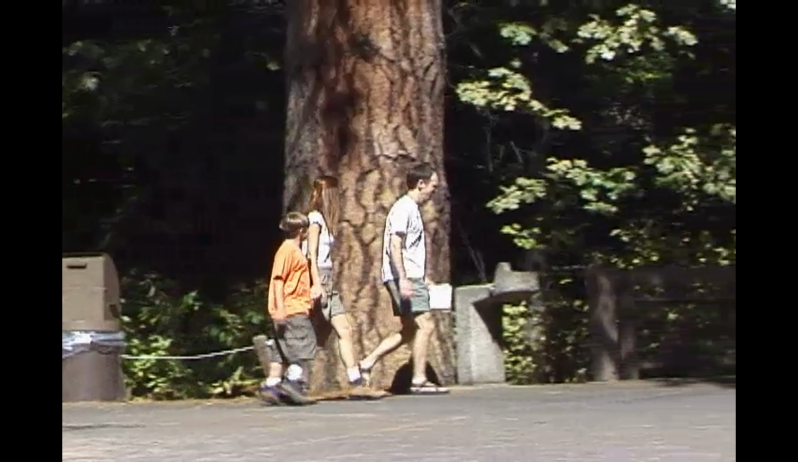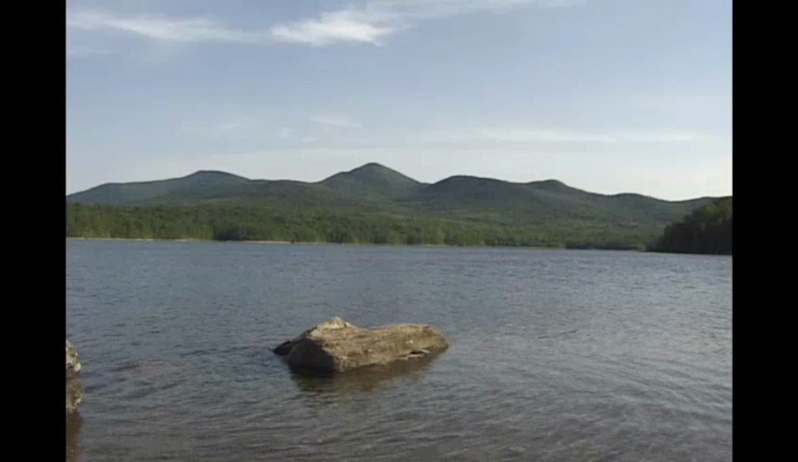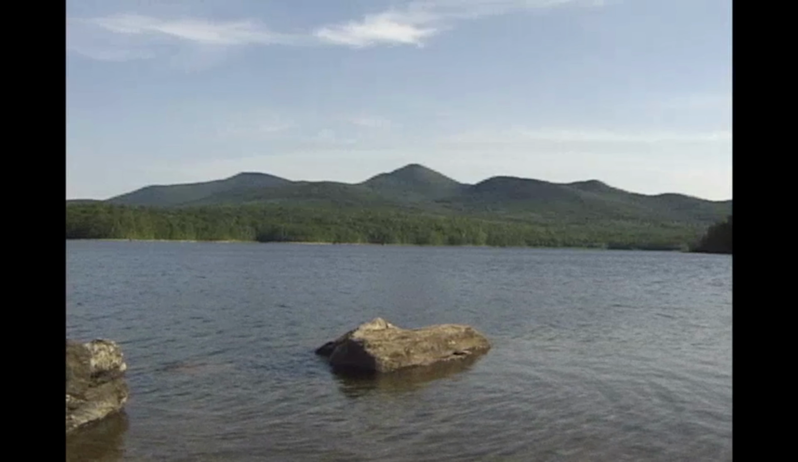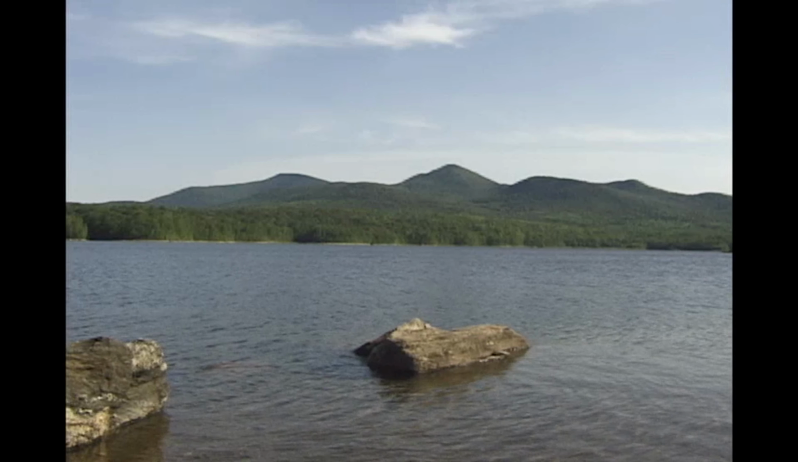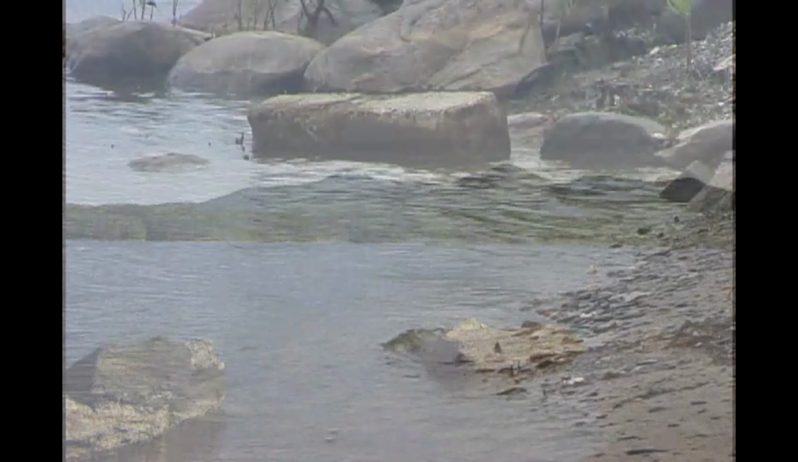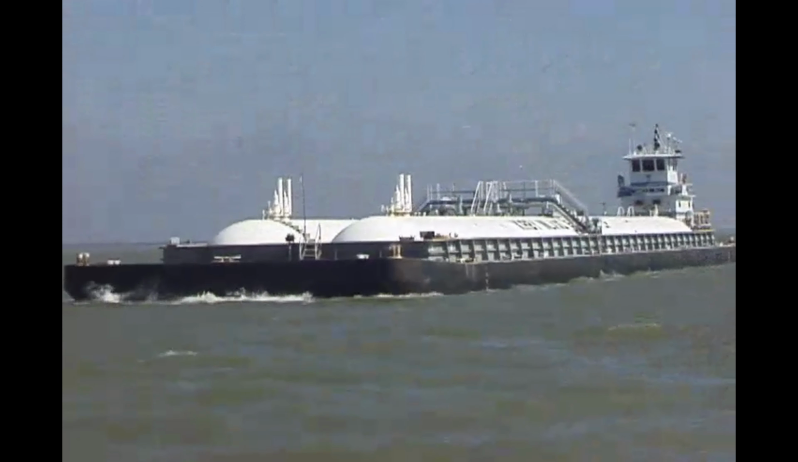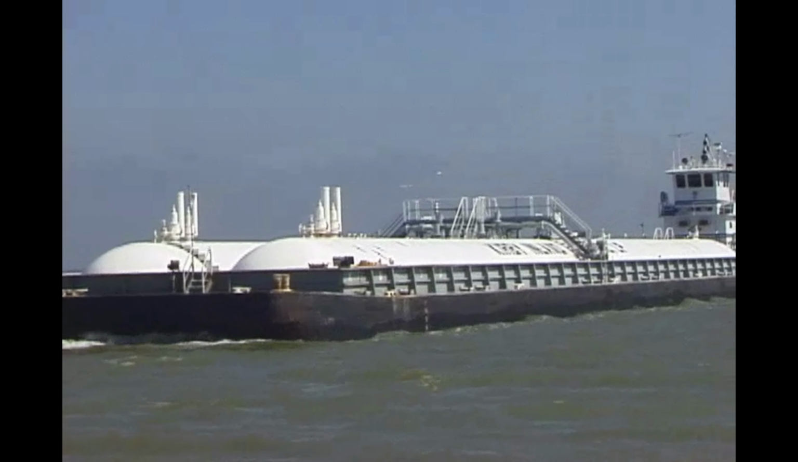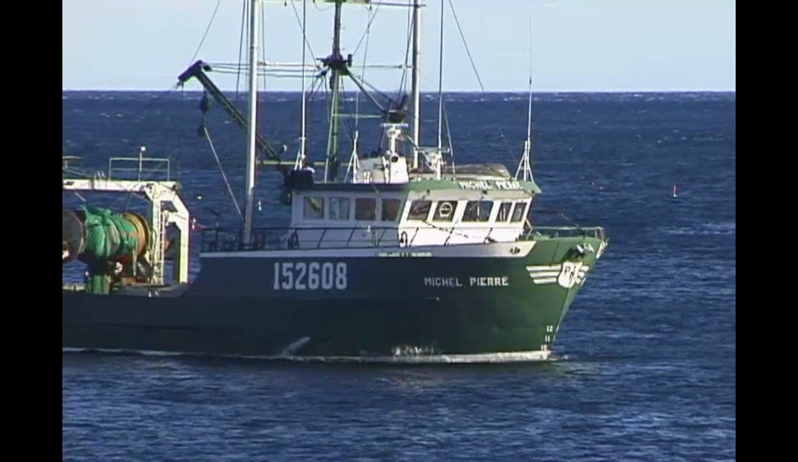The contamination of natural resources is a great concern to today's society. You decide, what will happen to this reservoir if the water is used at a faster rate than it can be replenished? That's right, the reservoir will eventually dry up. In this case, the water was overconsumed, meaning too much of it was used. Overconsumption of natural resources can quickly lead to resources becoming scarce. For example, some species of fish in the oceans have become scarce as a result of overfishing.